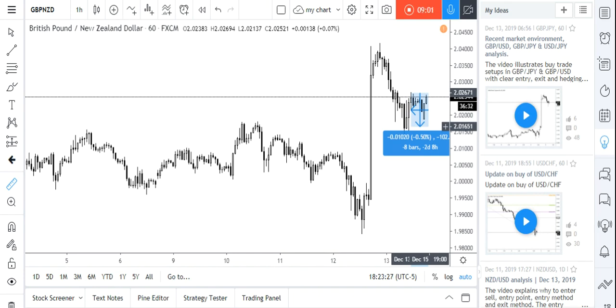This seems a risky trade. I'll not recommend this trade, but this is viable. This is a feasible trade.